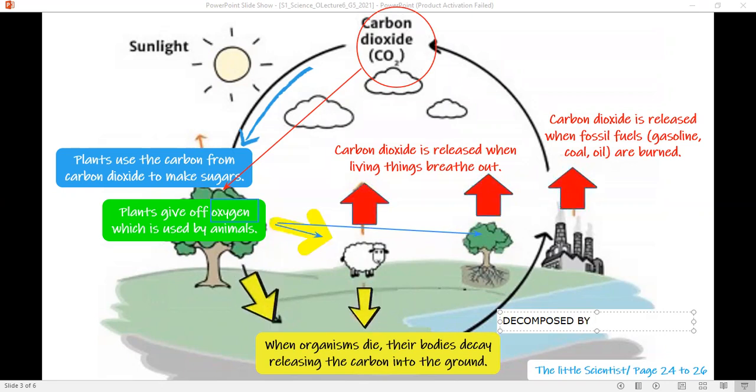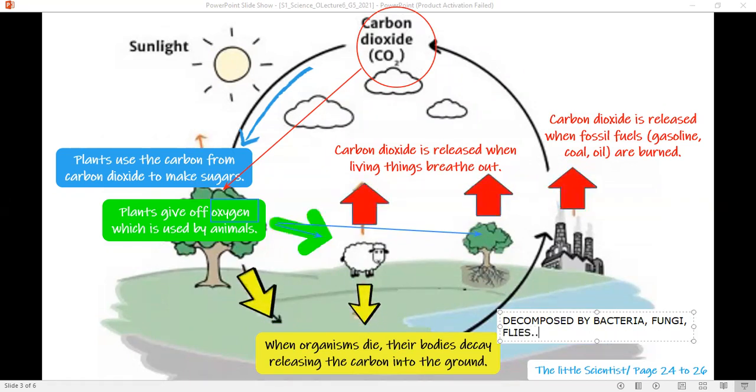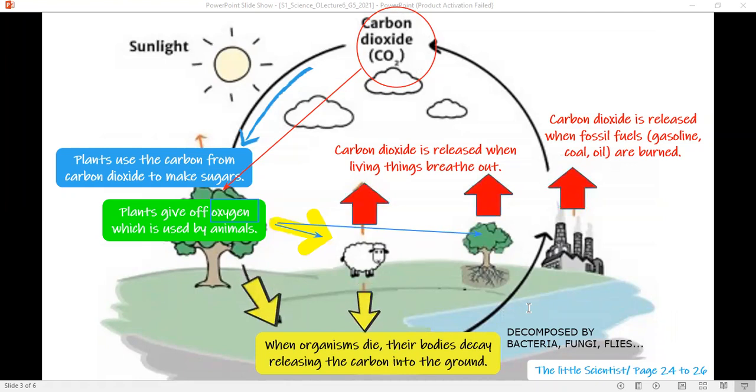Decomposers like bacteria, like fungi, like, let's say, flies, snails, and so on. Termites also, these ants are also decomposers. So the job of decomposers is to decompose the dead bodies, and then carbon is recycled or is back, it enters the soil. This carbon that is in the soil will be used as mineral by the plant. Didn't we say at the beginning that plants need minerals?